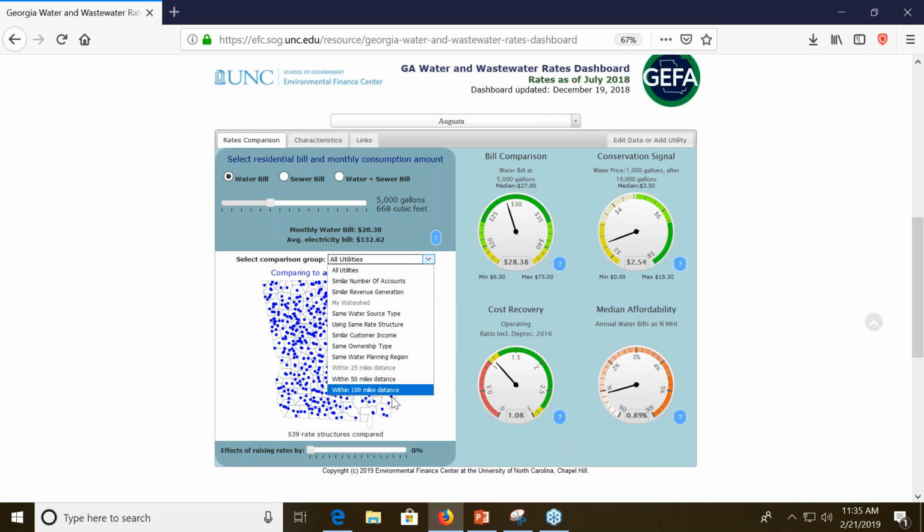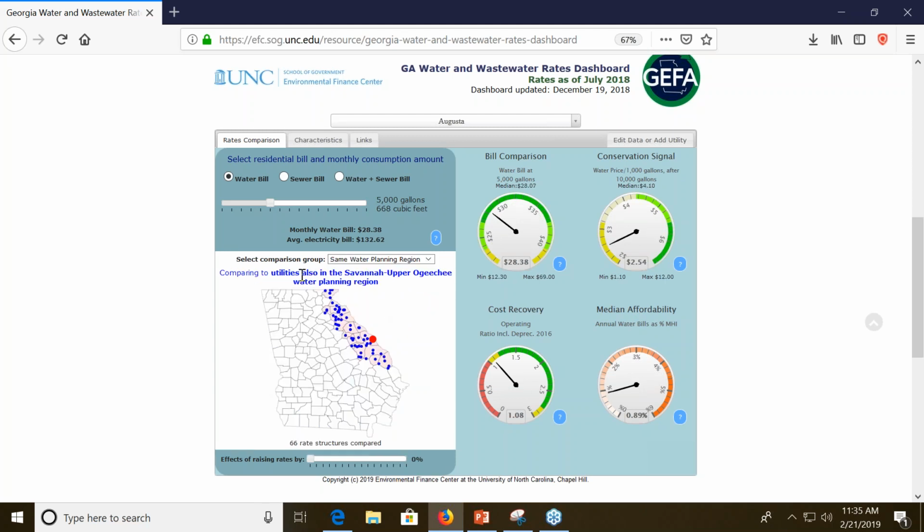So let's change it up and look at these different comparison groups. If one is gray, like this one says My Watershed, and it's grayed out, that means there aren't enough utilities in that comparison group to populate that data. So there's less than 10, so we don't use that. But let's say you're in the same water planning region. So it's giving you the information, Savannah, Upper Oconee water planning region. It's telling you how many, 66 rate structures, and it's highlighting that whole area that's compared.